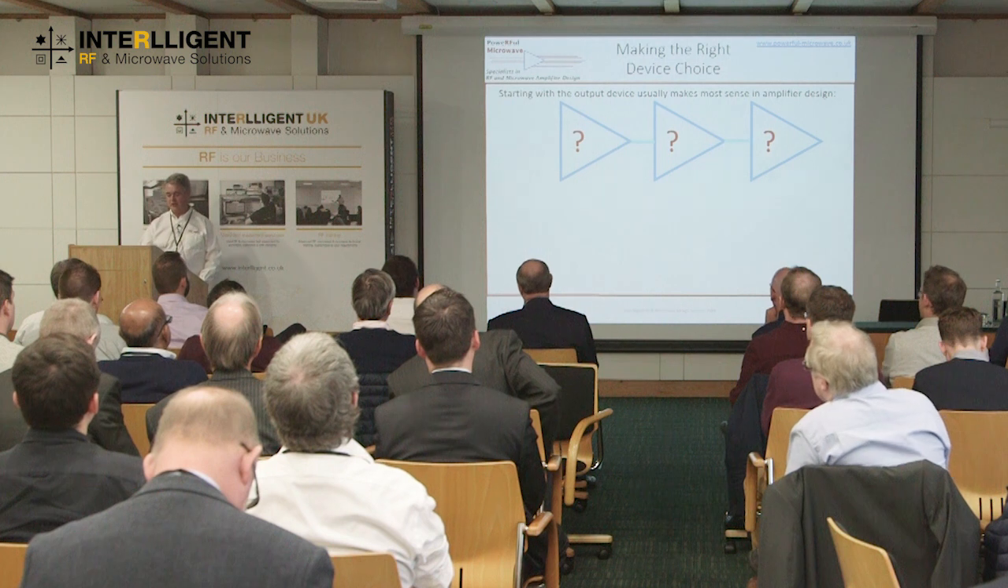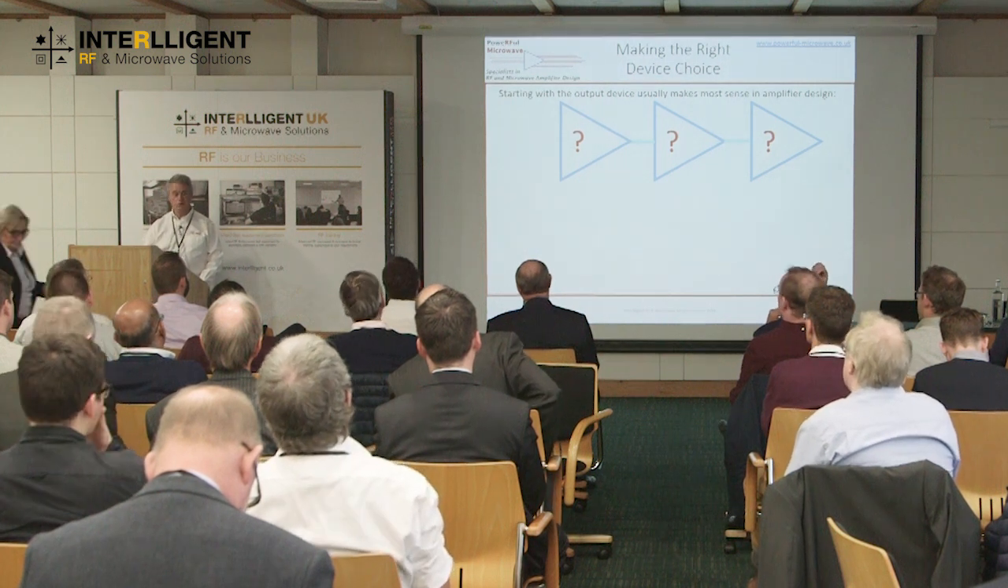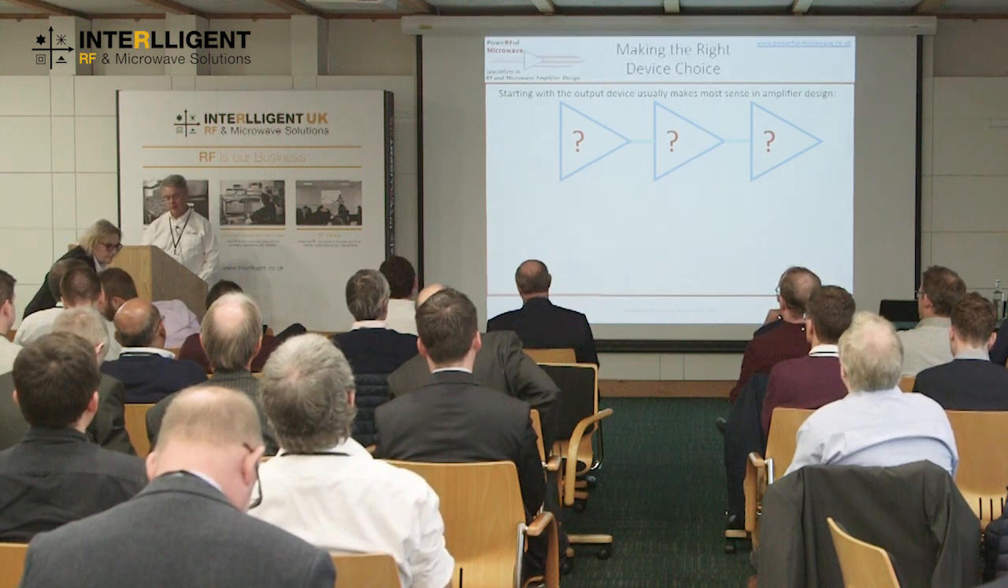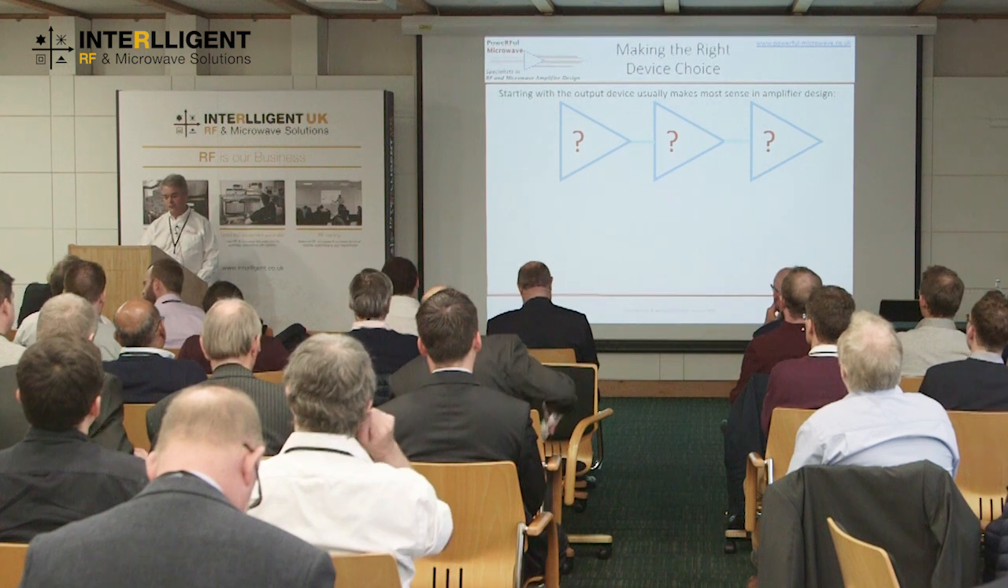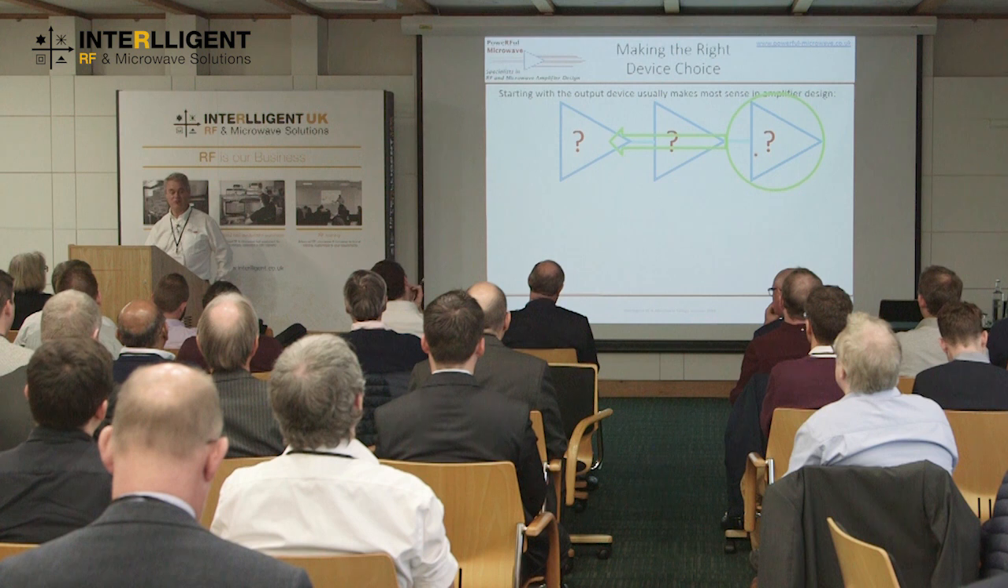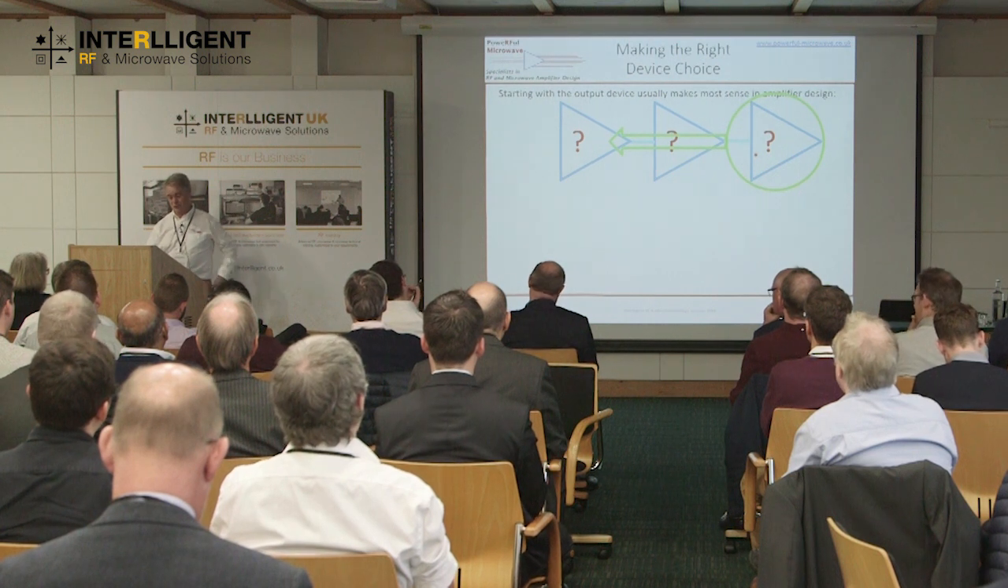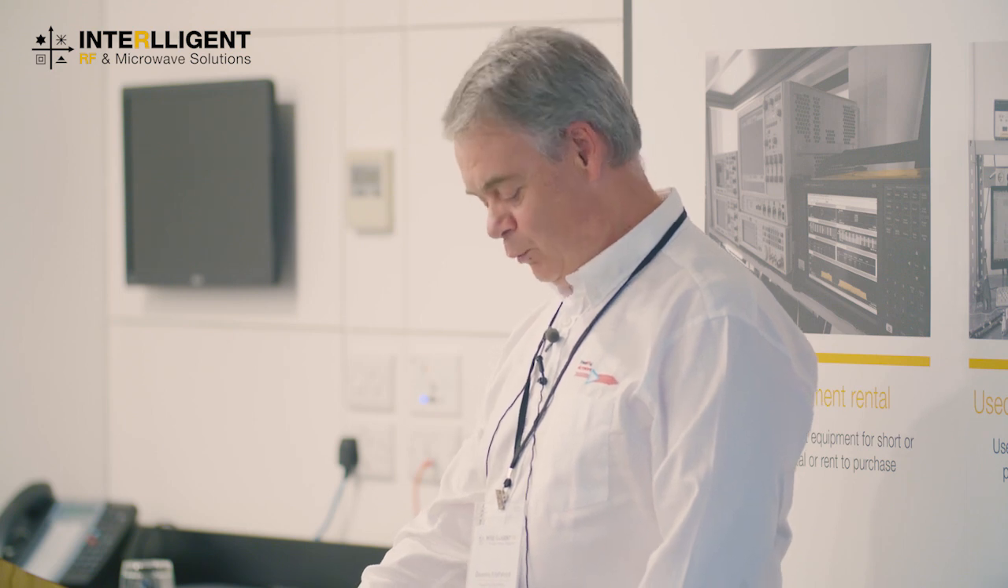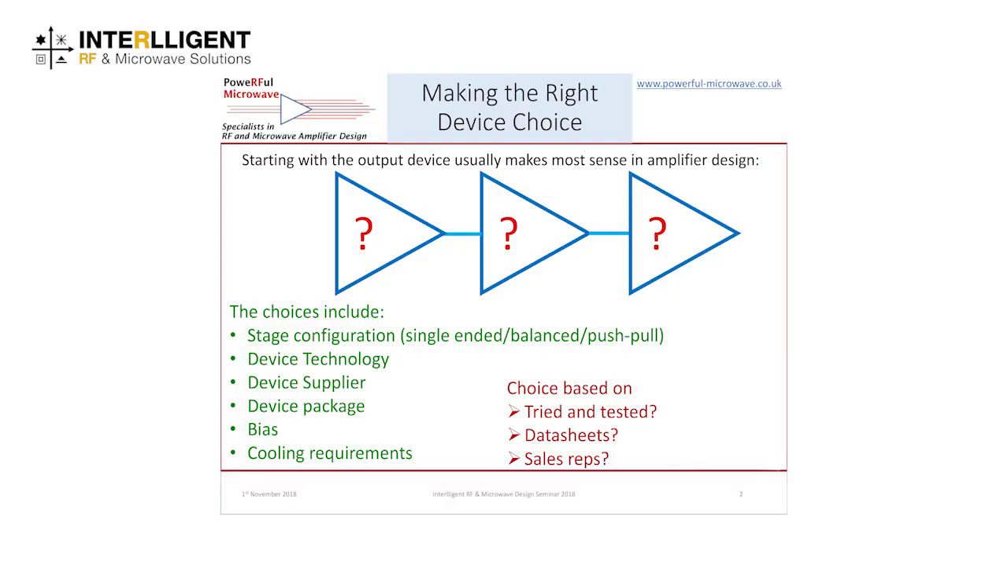So starting properly, we should start at the output device and then work backwards, because it's an awful lot easier to adjust the gain at low signal levels at the input than it is to start trying to find more gain from a 250 watt stage. But when we're trying to choose that device, we're faced with multiple options. How do we make the right choice?